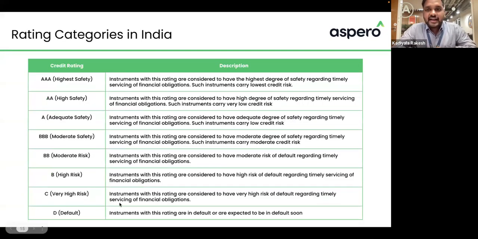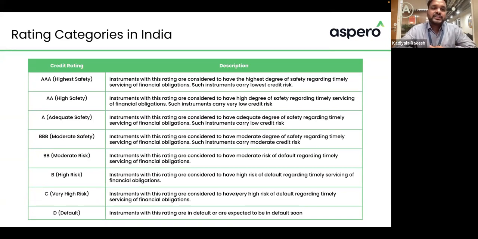As I mentioned, rating categories in India. These credit rating agencies, be it ICRA, CRISIL, CARE, India Ratings, come up with their ratings for each and every entity. Currently, we consider AAA as the highest safety paper. AA is high safety. A is adequate safety. Triple B is moderate safety. Double B is moderate risk. B is high risk. C is very high risk. And D is default, I mean, already defaulted or expected to default soon.